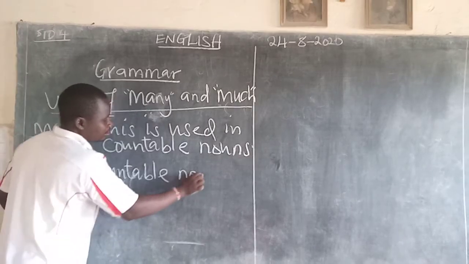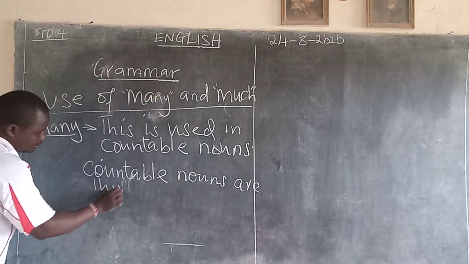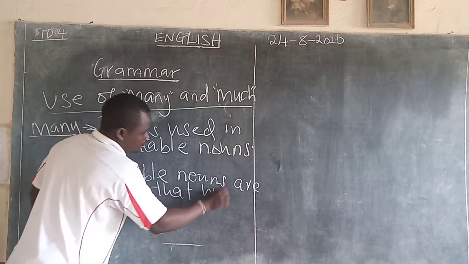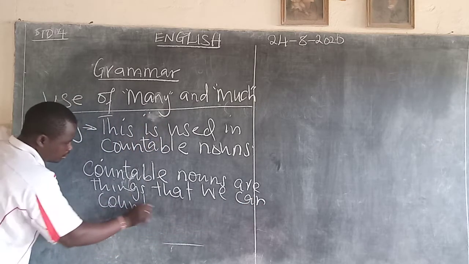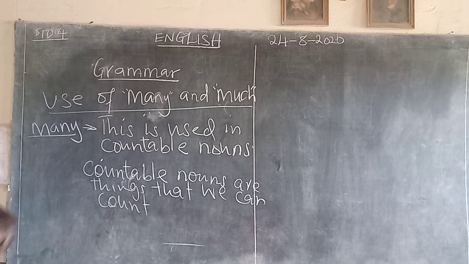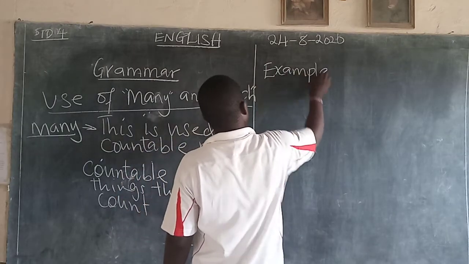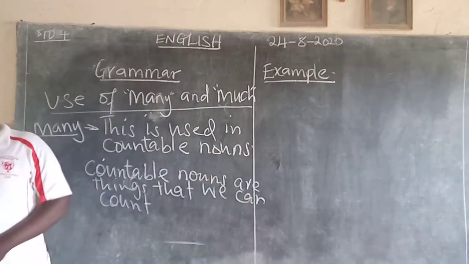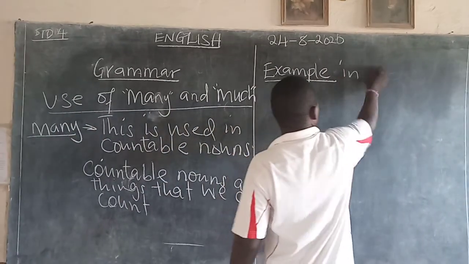Countable nouns are things we can count. So anything that you can count is called a countable noun. Let us see an example of countable nouns. Now let us look at an example in a sentence.